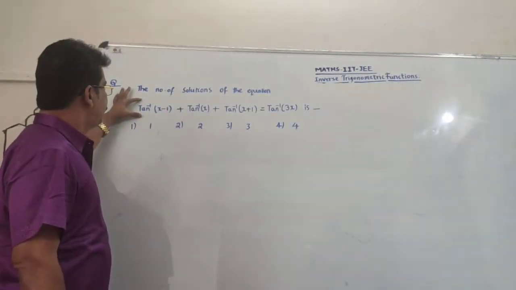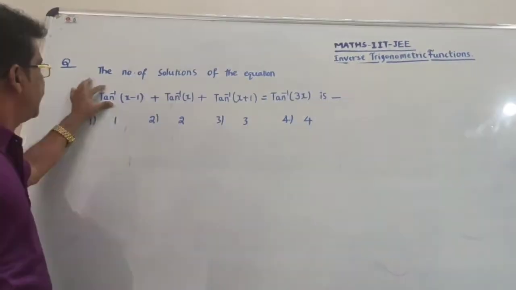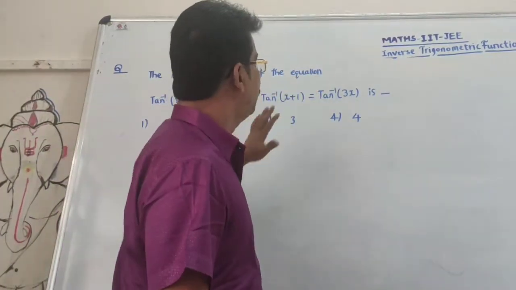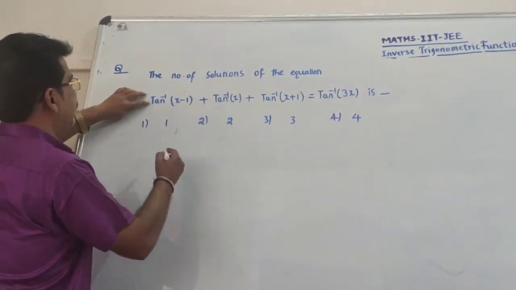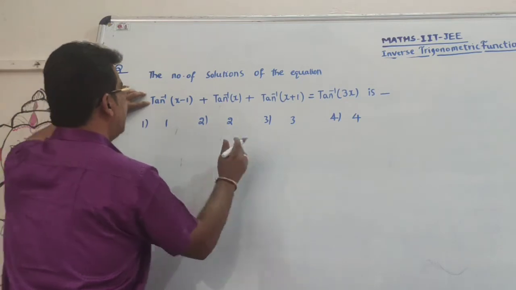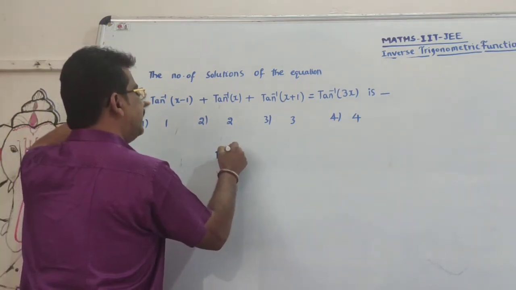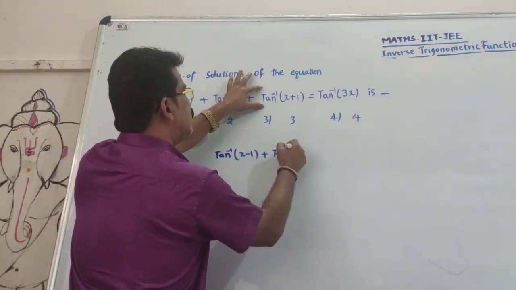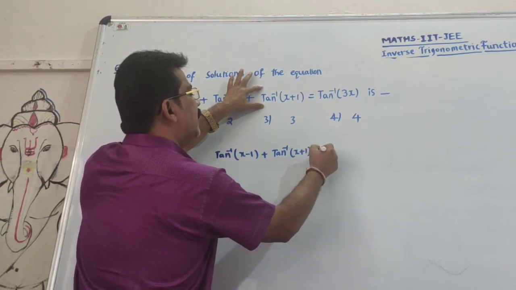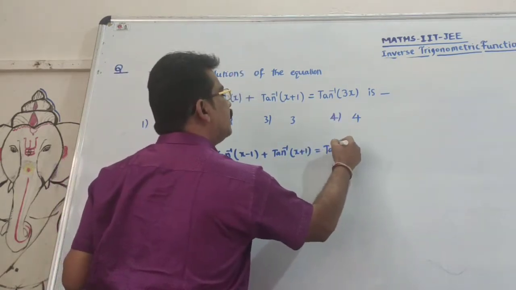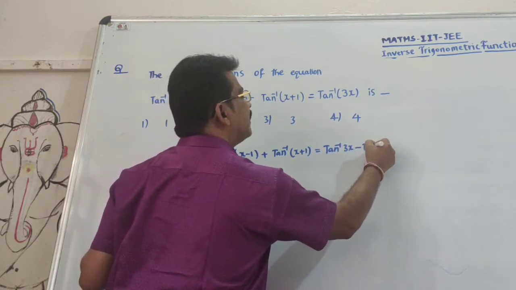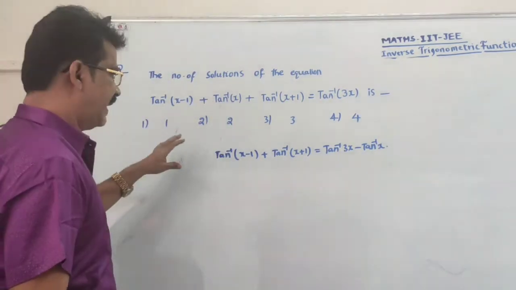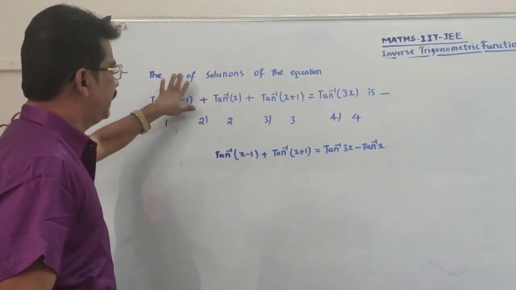Find the number of solutions of the equation. It is given as tan inverse of x minus 1 plus tan inverse x plus tan inverse of x plus 1 equal to tan inverse of 3x. So the given equation, for our convenience, can be written as tan inverse of x minus 1 plus, just you write tan inverse of x plus 1, that is equal to tan inverse of 3x minus tan inverse x. So for easy calculation, we take the given equation like that.